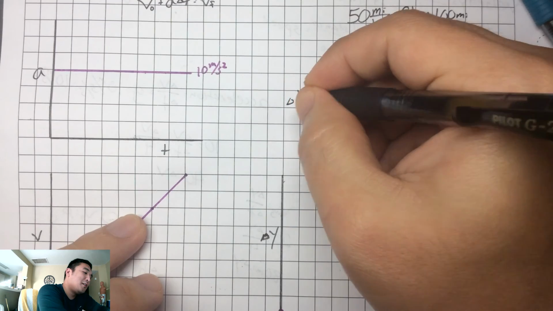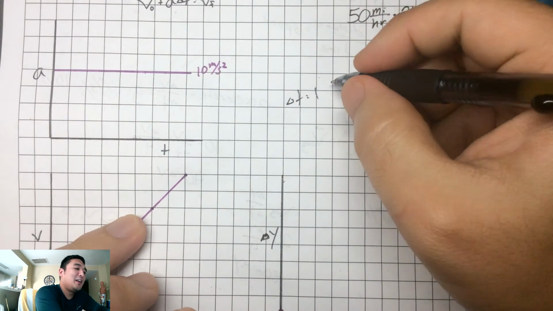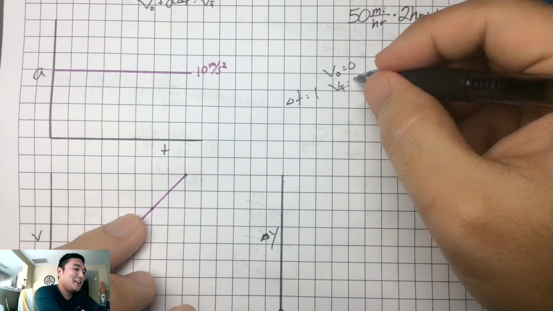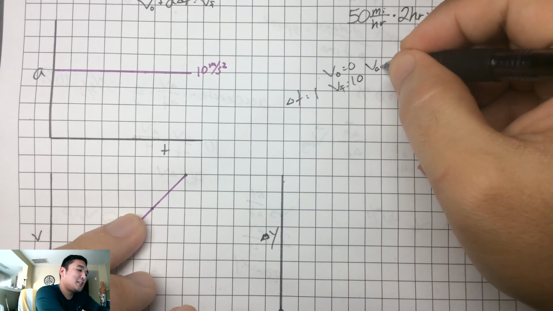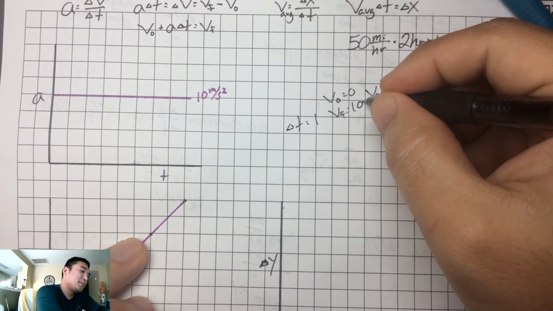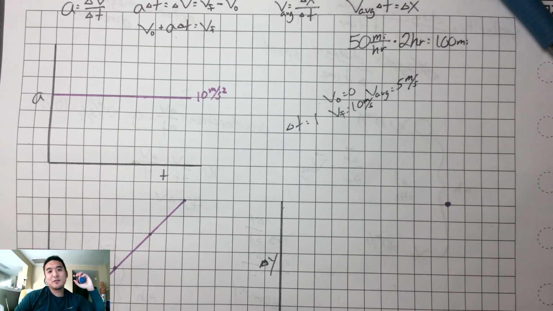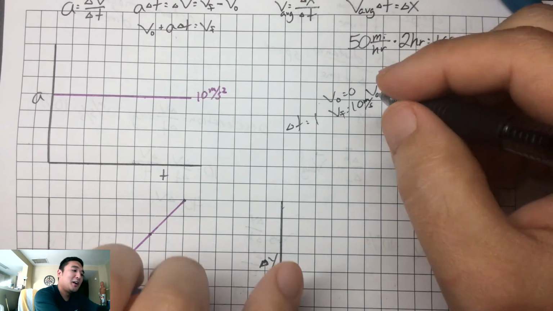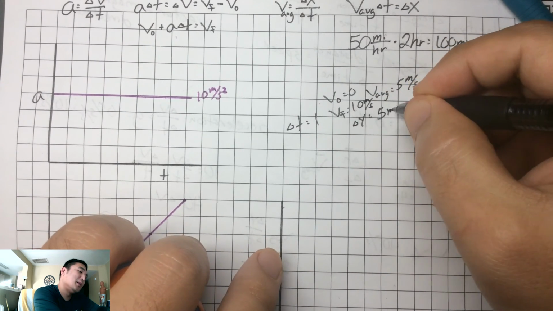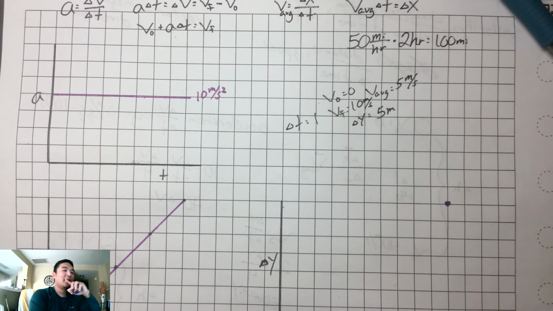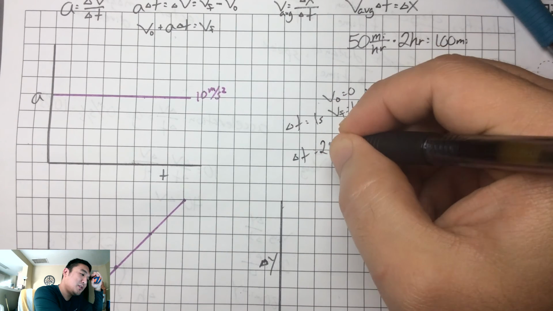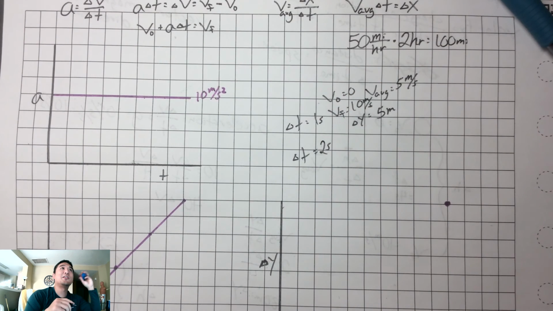If you fall for 1 second, your initial velocity is nothing. Your final velocity, we've fallen for 1 second, it's 10. Your average velocity is 5 meters per second. So if you fall and your average velocity is 5 meters per second, you fall for 1 second, your change of position is 5 meters downwards.